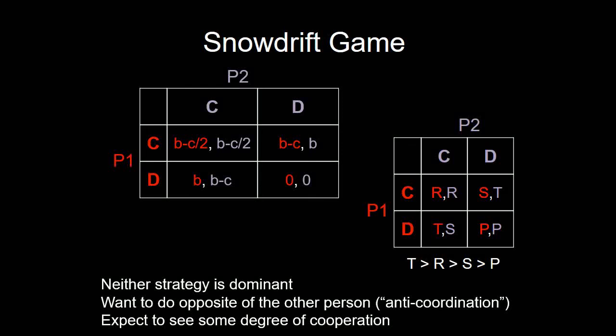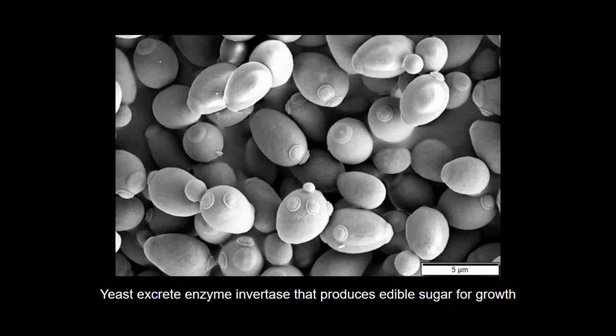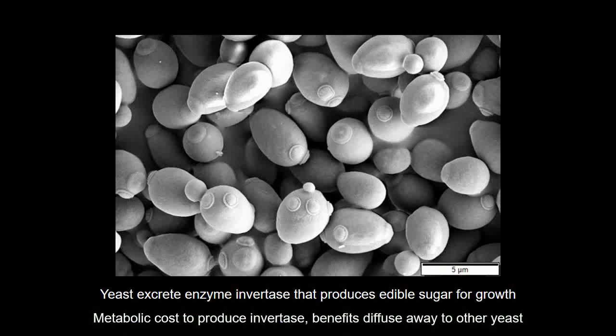And so this is actually the explanation that is given for, for example, the thing that I talked about yesterday with the yeast creating this invertase enzyme, where they pay some metabolic cost to create this enzyme that they then secrete into the environment to split these sugars into forms that the yeast can eat. And so the question is, why don't all the yeast just free ride and let other yeast produce the enzyme and just eat the sugar themselves?